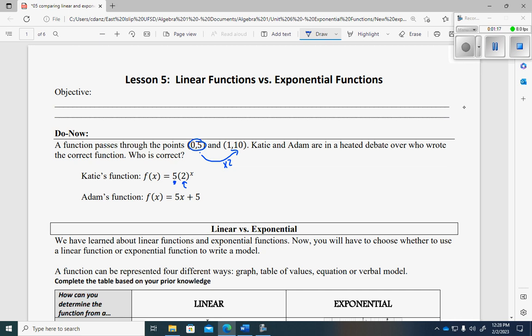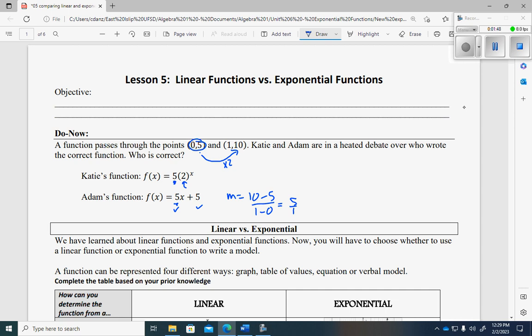So let's see about Adam's. Adam says that the slope of the function is 5. If we use the slope formula, 10 minus 5 over 1 minus 0, we get 5 over 1, which is 5. So I agree that the slope is 5, and we already said that the y-intercept was 5. So guess what? Adam's function is correct also if it's a linear equation. So that's what the problem is.